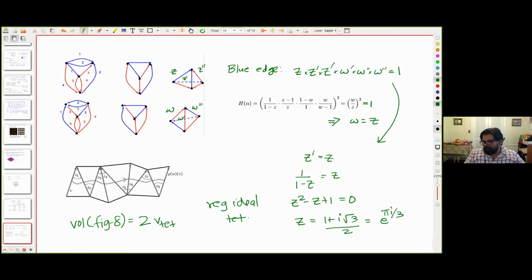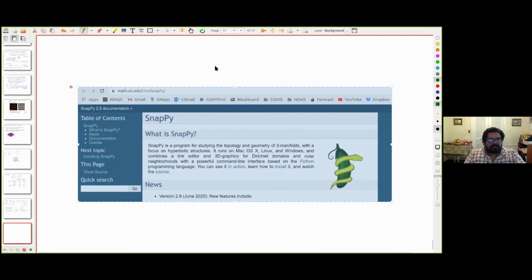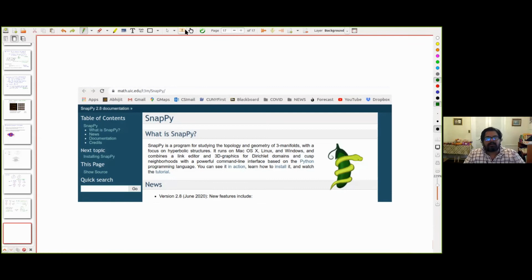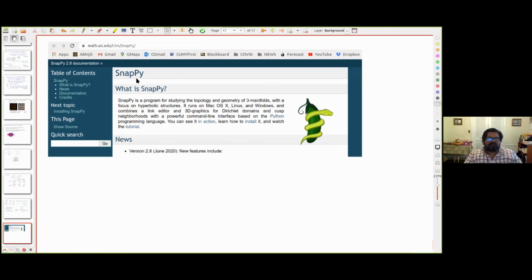Okay. We still have a little bit of time. Now, you don't have to do this by hand everywhere. There's a very nice program called SnapPy, which will do this for you, and I think it's there on the resource website. SnapPy is a very common name, so if you Google Snappy, you will get a lot of things which are non math oriented.